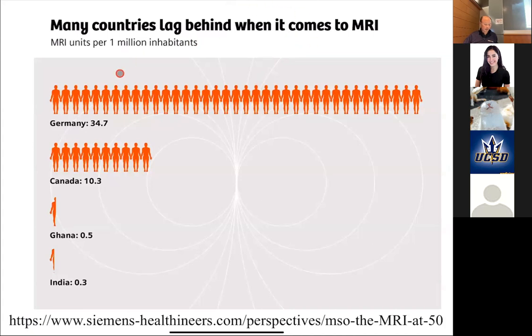And here's one of the reasons. This is relatively recent data showing how many MRI systems there are per million people. Germany has quite a lot. I think the US is probably on this order. It would be good to know that. Canada's less, Ghana less, and India quite low. So there is a lot of disparity in who has access to high-end MRI.